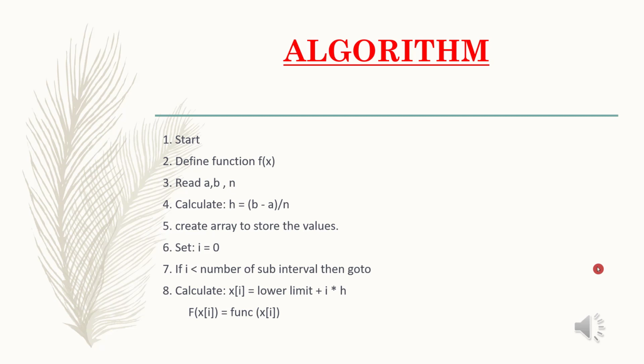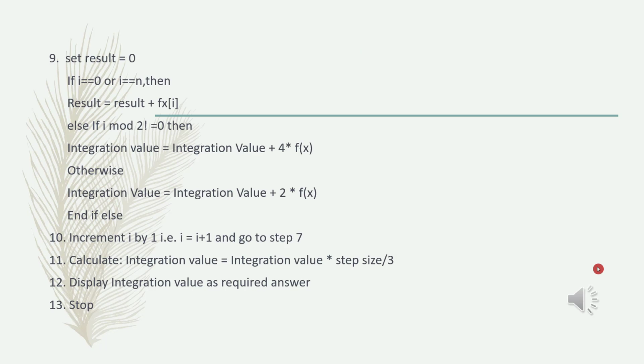Now using a for loop, by setting the value of i equal to 0, store the value of x and f of x in an array, that is step 5 and 6. Now if i is less than n, that is number of subintervals, then we calculate x of i, that is lower limit plus i into h, and f of x. Now to calculate the result, initialize result equal to 0.